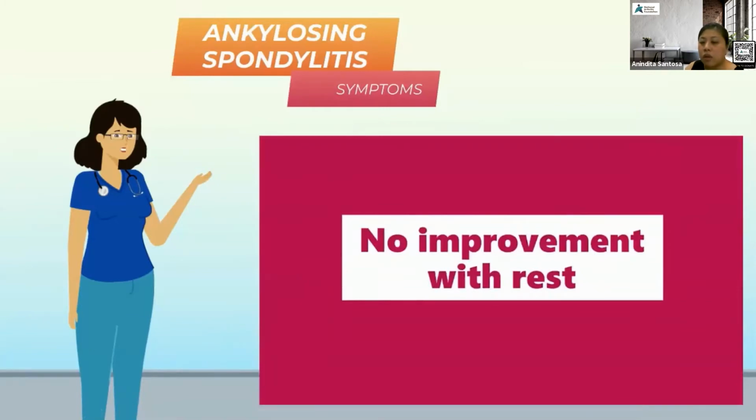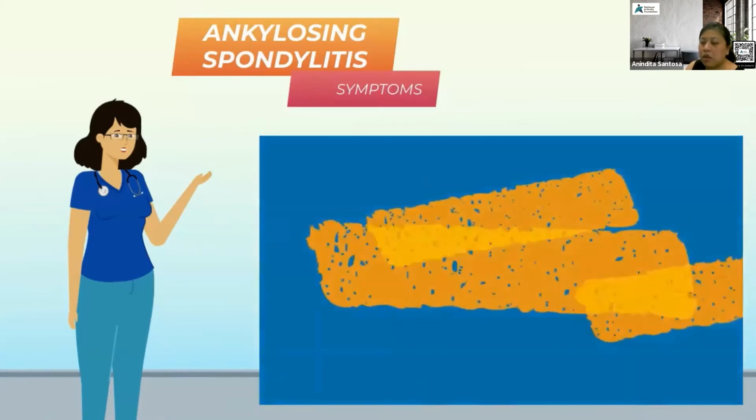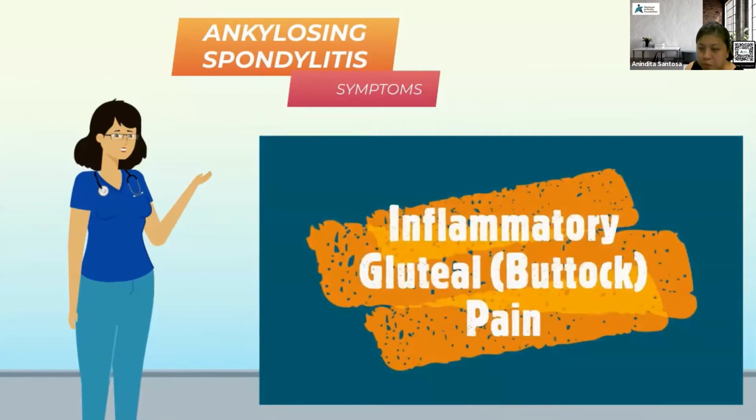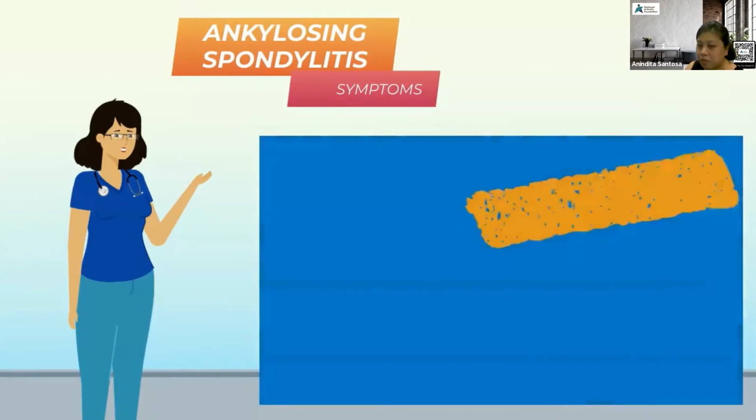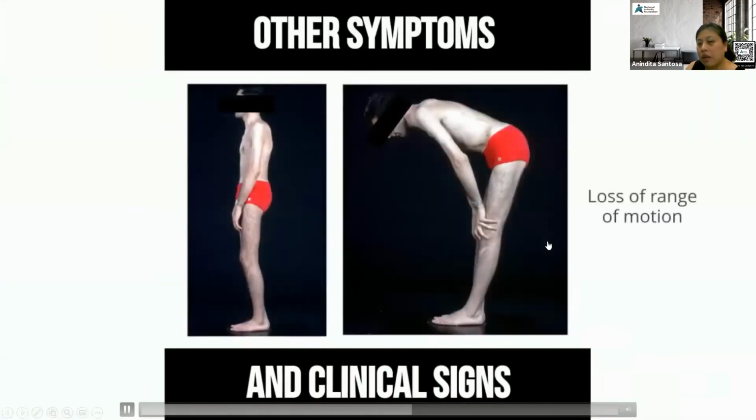And finally, we also note that a lot of these patients actually report that they have pain at night, or in fact, early morning. Sometimes they get woken up by the pain, and the pain tends to get better in the mornings when they wake up and move about. They also may have inflammatory gluteal or buttock pain, and this may affect one or both sides. Depending on the extent of involvement, there may be loss of range of movement.